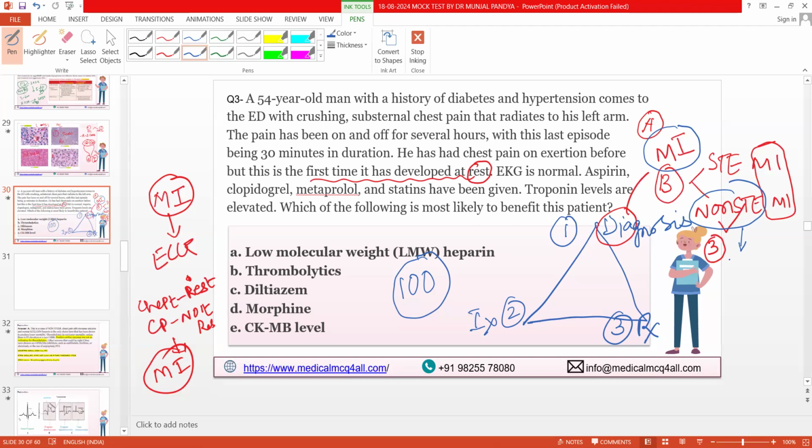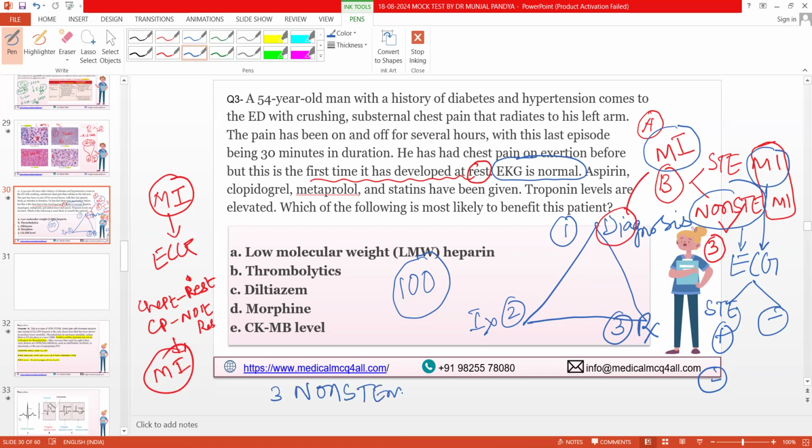Very simple. So the third thing is the ECG. Once you suspect any MI, the first and foremost investigation is the ECG. In the ECG, you have to see only one thing: ST elevation, present or absent. If it is present, it is STEMI. If it is absent, it is non-STEMI. That's it. And they have clearly mentioned here, EKG is normal. So there are three entities in non-STEMI in terms of ECG.